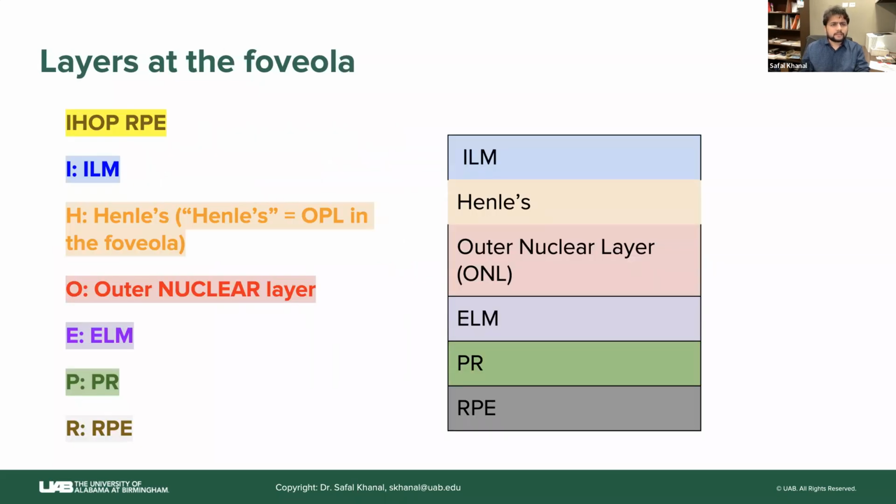Now, if you look at the layers in the fovea, of course, the fovea is the thinnest part of the retina. So some of the layers are lost in the fovea. Most of the inner layers are lost. So you have your inner limiting membrane, and then Henle's membrane, which you can consider synonymous to the outer plexiform layer. And then you have your outer nuclear layer, external limiting membrane, photoreceptors, and RPE. So your inner plexiform, inner nuclear layer, and ganglion cell layer are lost at the fovea. And you can remember by the mnemonic, I hope, RPE.